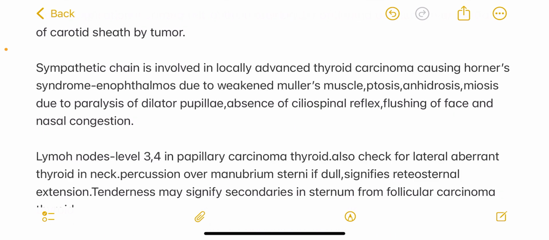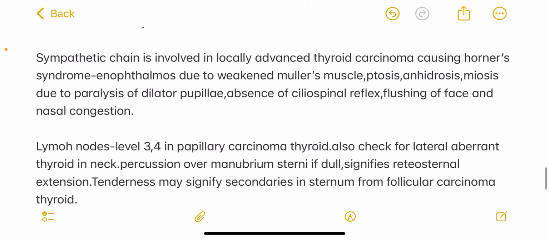Then percussion over the manubrium sterni. As I told, if it is dull, it signifies retrosternal extension, but still there is a little doubt about that. And tenderness may signify secondaries in the sternum from follicular carcinoma of thyroid. So tenderness over the sternum as well, we need to look.